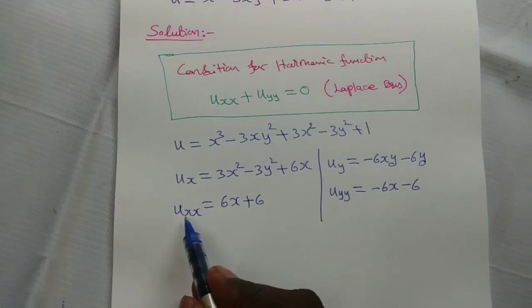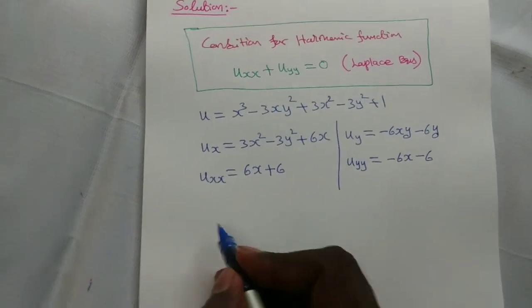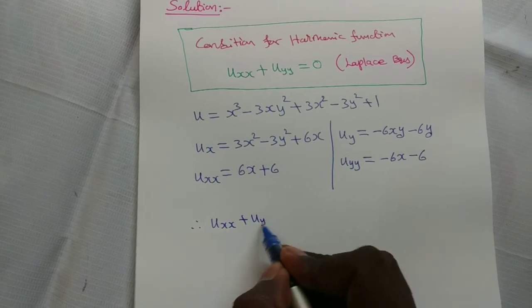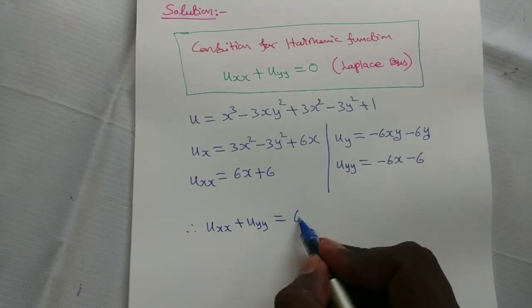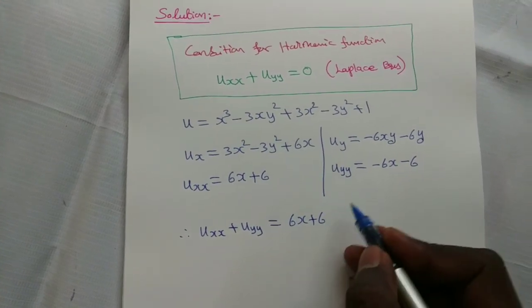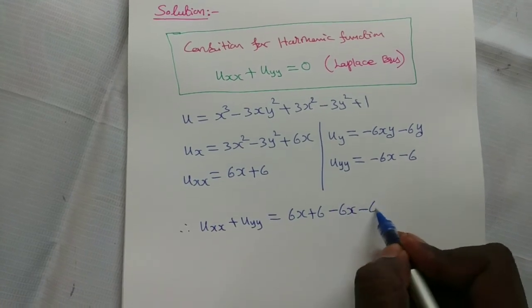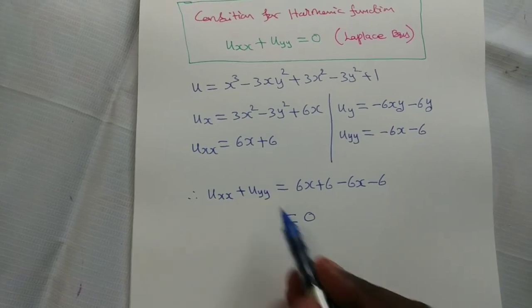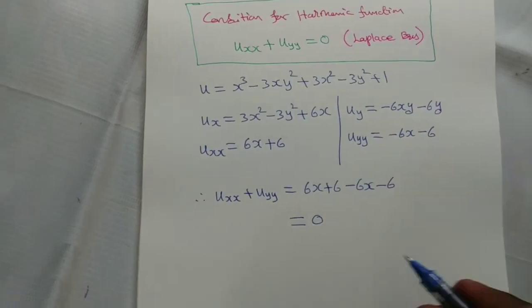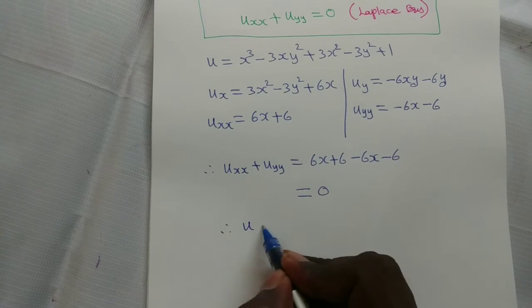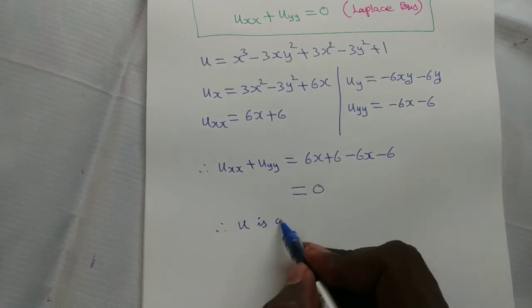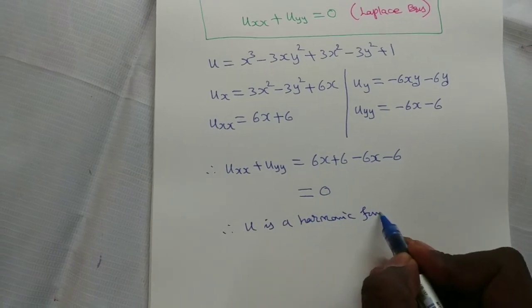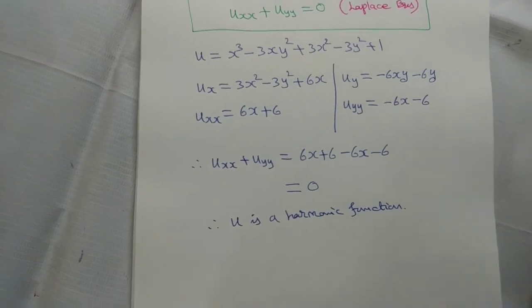So we found uxx and uyy. I am going to add these two. Therefore uxx plus uyy, where uxx is 6x plus 6 and uyy is minus 6x minus 6. So is it equal to 0? So uxx plus uyy is equal to 0, satisfying the Laplace equation. Therefore u is a harmonic function. Hence proved.